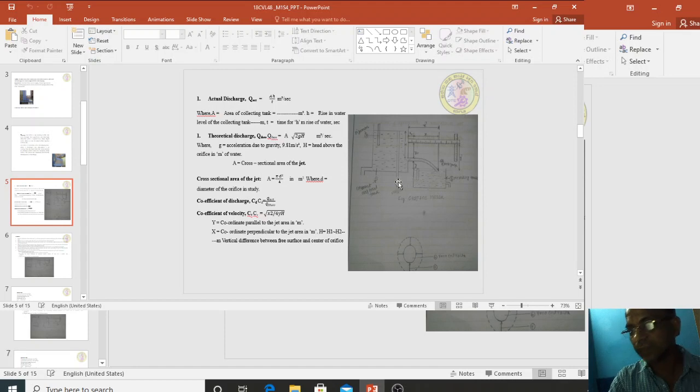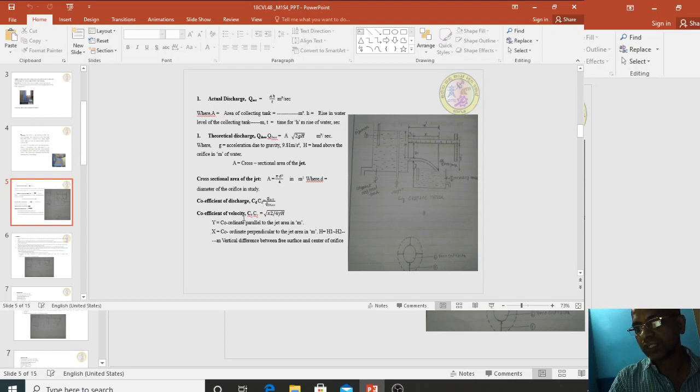Here we can see this is your collecting tank, the area of the collecting tank. The rise in height over a time interval will give the Q actual, whereas Q theoretical is given by A into root of 2gH, where A is nothing but the cross-sectional area of the jet, that is your orifice, pi d square by 4. H is the head of water above the orifice up to here. So by substituting we will get CD.